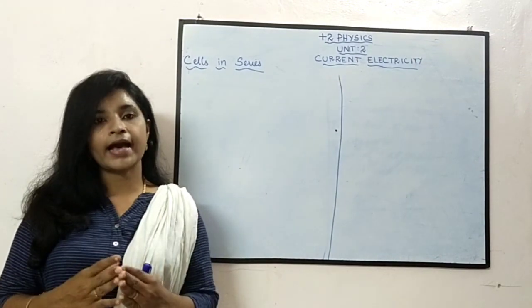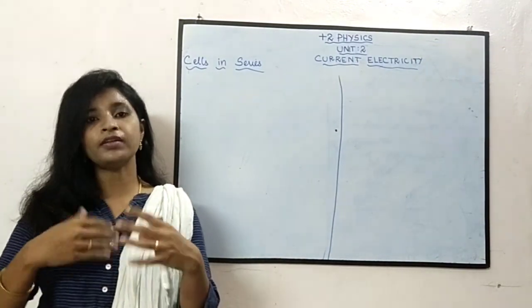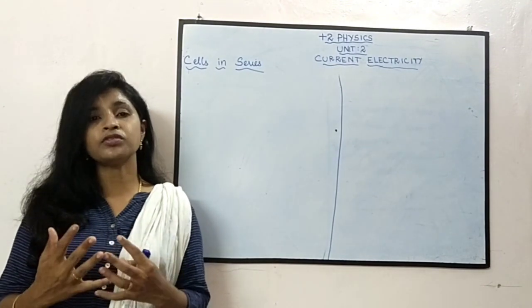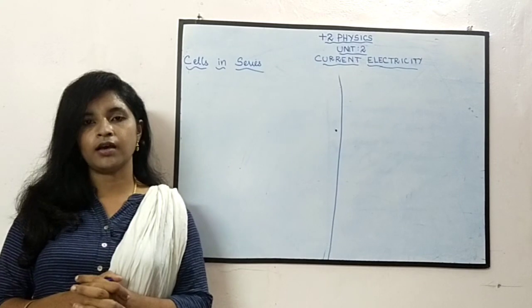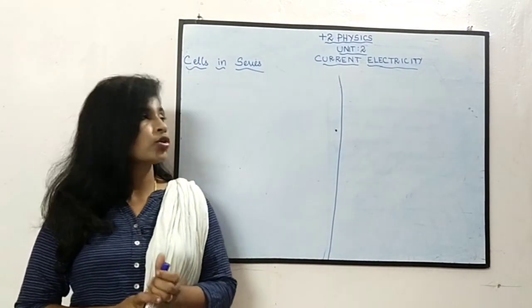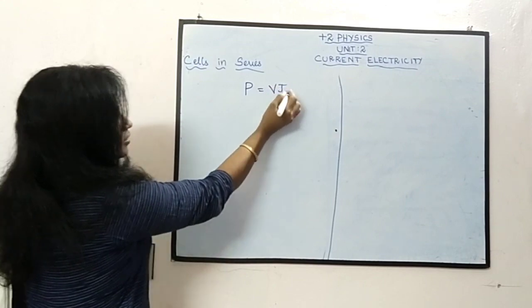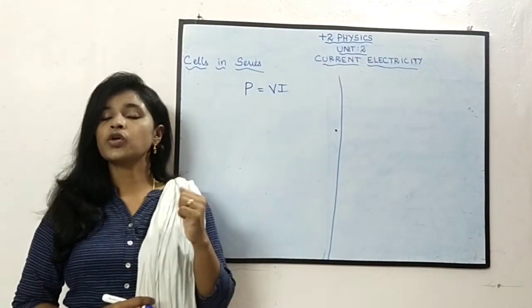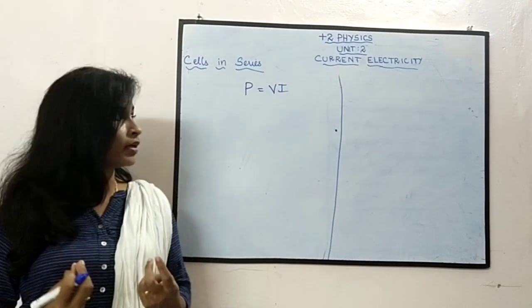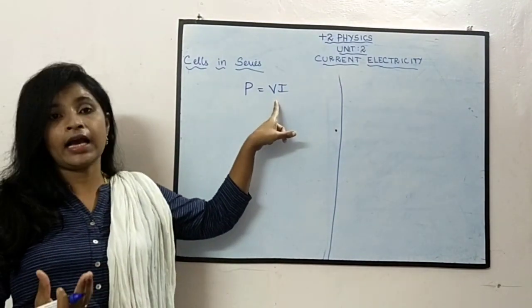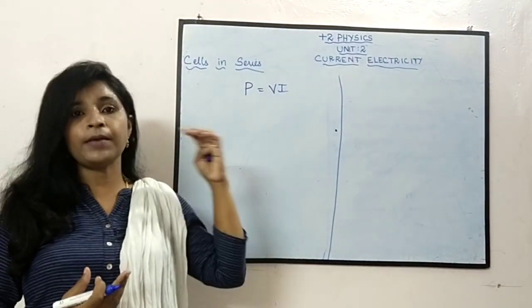If you want to increase the current, we have to arrange the cells in some other combination to increase the current. We know that the power is equal to VI. This we already discussed. So if a machine is so powerful, it will have high potential and high current, so that the machine will be powerful.